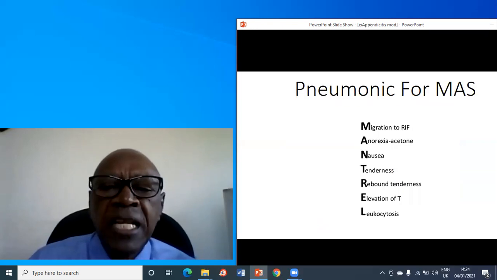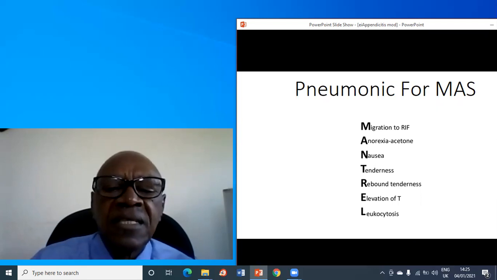Mnemonic for MAS is MANTRELS. M for migration to right iliac fossa. A for anorexia. N for nausea. T for tenderness. R for bone tenderness. E for elevation of temperature. And L for leukocytosis.